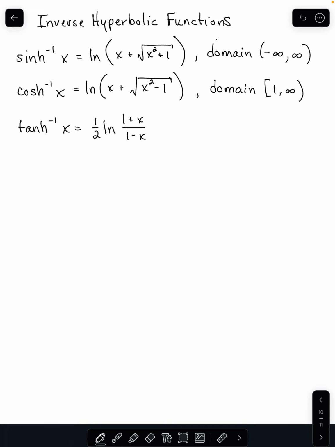The hyperbolic tangent function is 1-to-1. So there's no reason for any domain restrictions, and thus the range of the hyperbolic tangent becomes the domain of the inverse hyperbolic tangent.